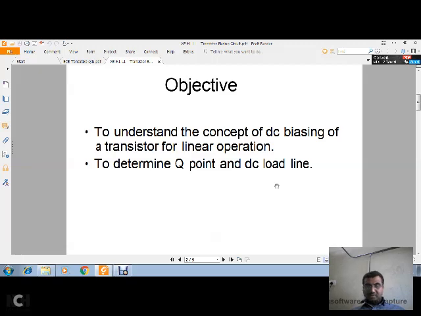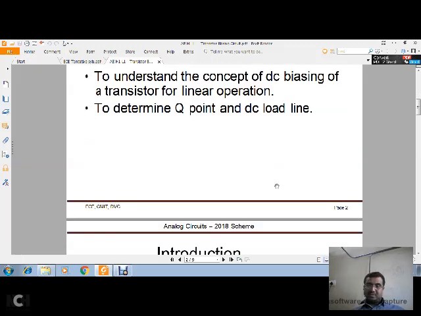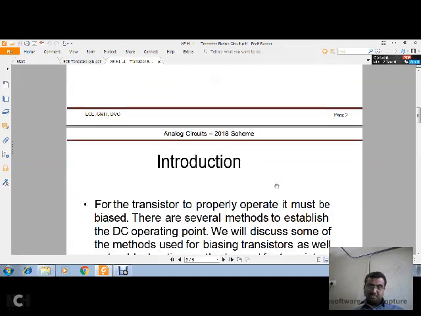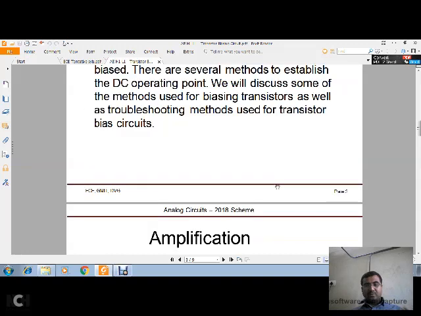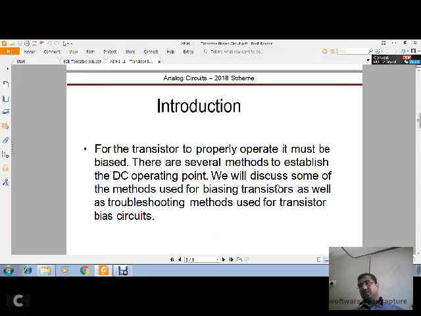The main objective is to understand the biasing of a transistor for linear operation and about Q point and DC load line. So here the main idea of a transistor is to use it as an amplifier. It has many other applications. You can use it as a switch, you can use it as an oscillator to produce oscillation, and you have other applications also. But amplification is most widely used.